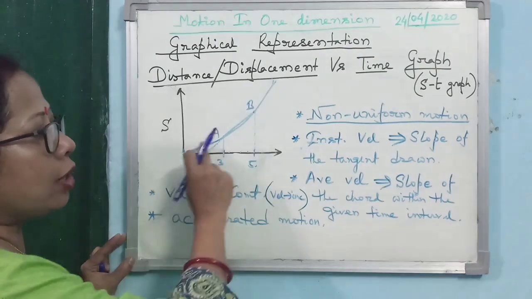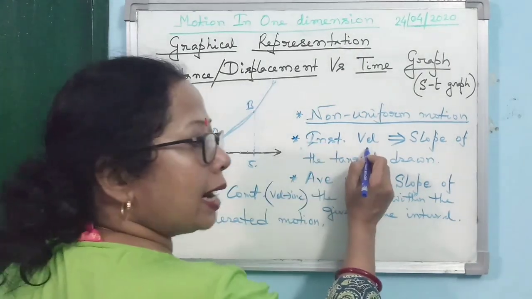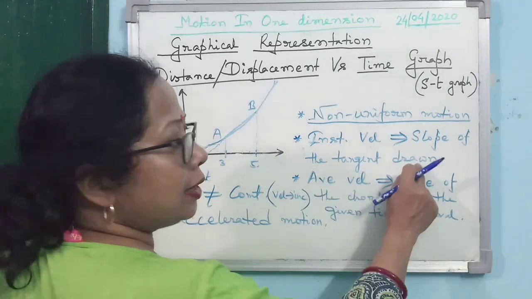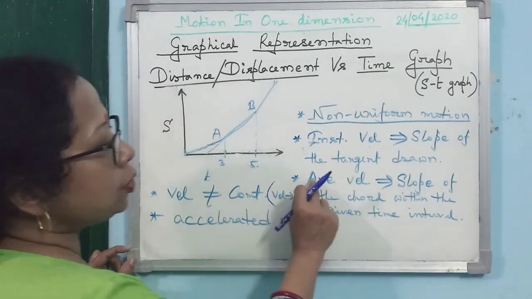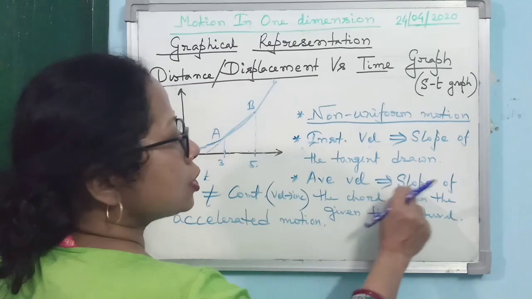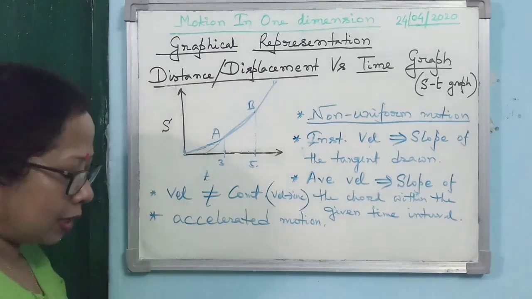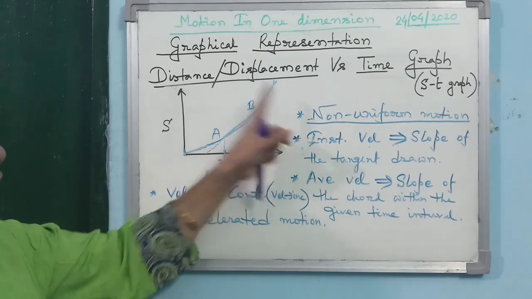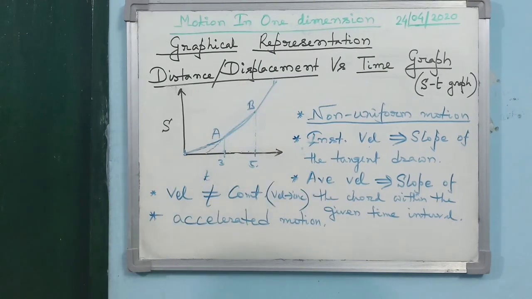And from this kind of graph, how to find out the instantaneous velocity, the velocity at any moment? The slope of the tangent drawn at that point. And how to calculate the average velocity? The slope of the curve within the given time interval will give you the measurement of the average velocity.